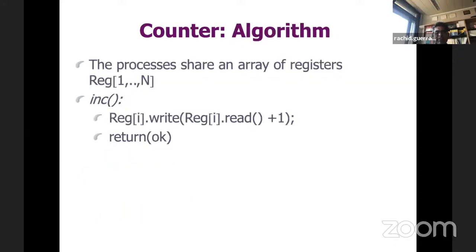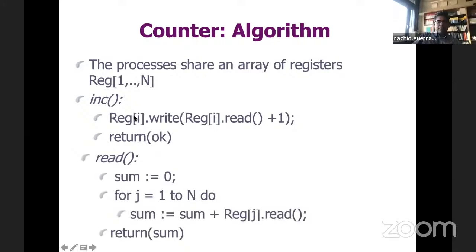What I can do, however, is have n registers. So I can implement the counter with n registers if I have n processes. Whenever process i wants to increment the counter, it goes to its register, reads the value, adds 1, and writes back to that register. Every process has a register associated with it, okay? If I want to read, I sum the values of all the registers.